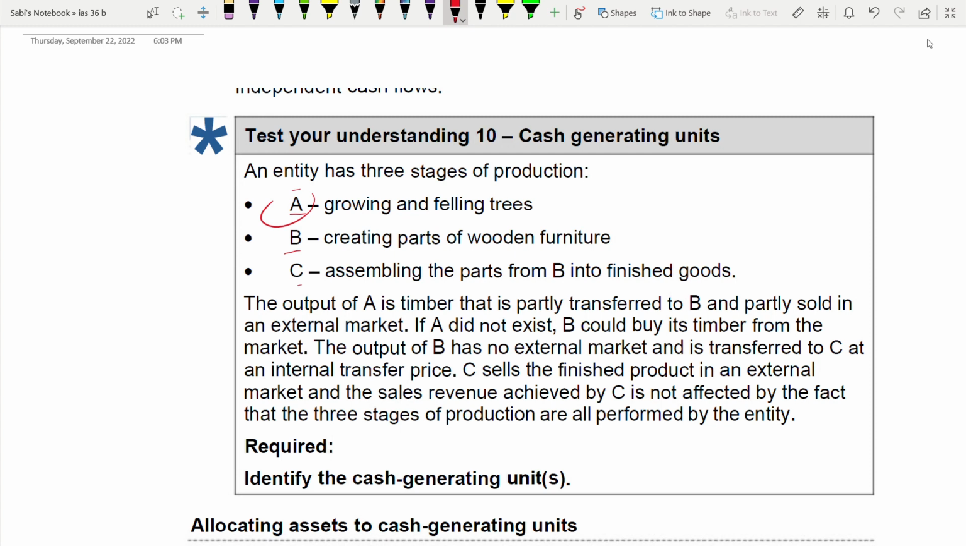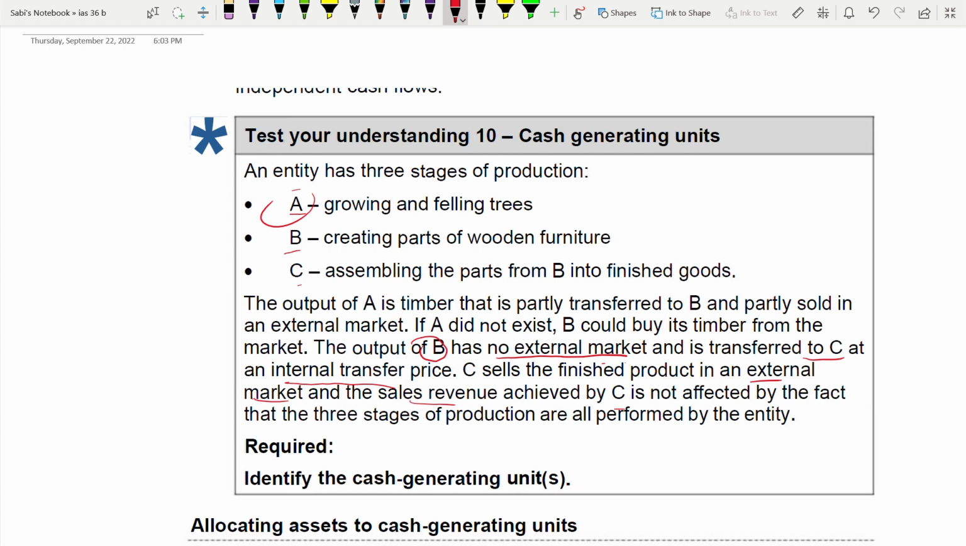So the output of B has no external market and it's transferred to C. Output of B has no external market. That means B cannot generate any cash flow independently. They need to transfer it to C at an internal transfer price, right? C sells the finished product in an external market, and sales revenues achieved by C is not affected by the fact that the three stages of production are all performed by the entity.